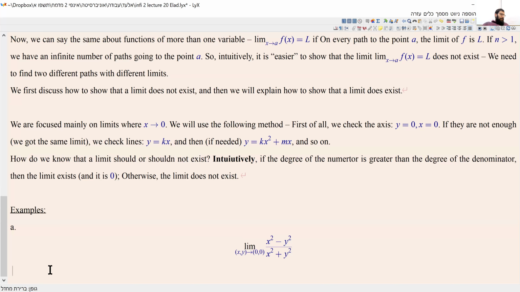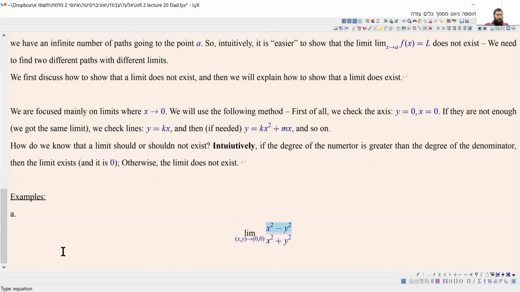Now, intuitively, what is the degree of the polynomial in the numerator? 2, yeah? Agree. And what about the denominator? 2 as well. So 2 is not greater than 2. The limit shouldn't exist. Let's write it down formally.